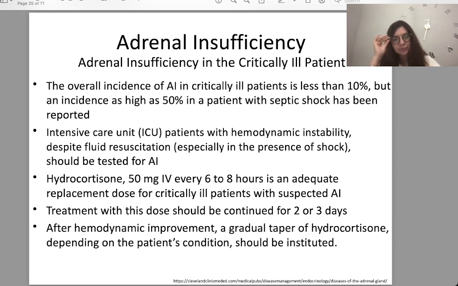Intensive care unit patients with hemodynamic instability, despite fluid resuscitation, especially in presence of shock, should be tested for adrenal insufficiency. Hydrocortisone 50 mg IV every 6 to 8 hours is an adequate replacement dose for critically ill patients with suspected adrenal insufficiency. Treatment with this dose should be continued for 2 or 3 days. After hemodynamic improvement, the gradual taper of hydrocortisone, depending on the patient's condition, should be instituted.